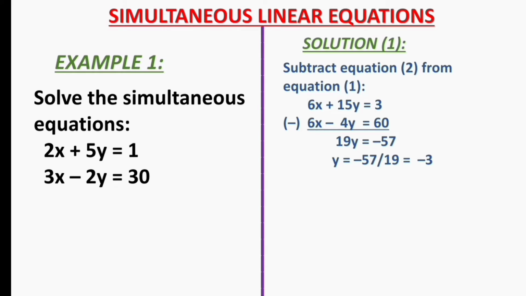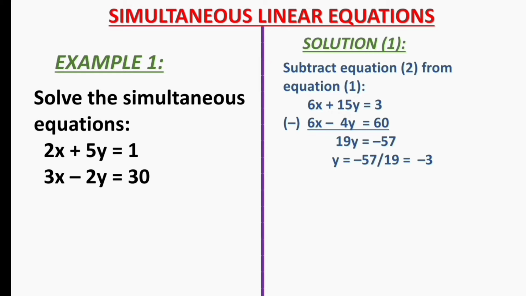To eliminate x now, we are going to subtract one equation from the other. Here we are subtracting equation 2 from equation 1. When you subtract, you are going to have 6x minus 6x being 0. That means x is eliminated. Also, 15y minus 4y will give you 19y. While after the equal sign, 3 minus 60 will give you minus 57. That means the equation reduces to 19y is equal to minus 57.